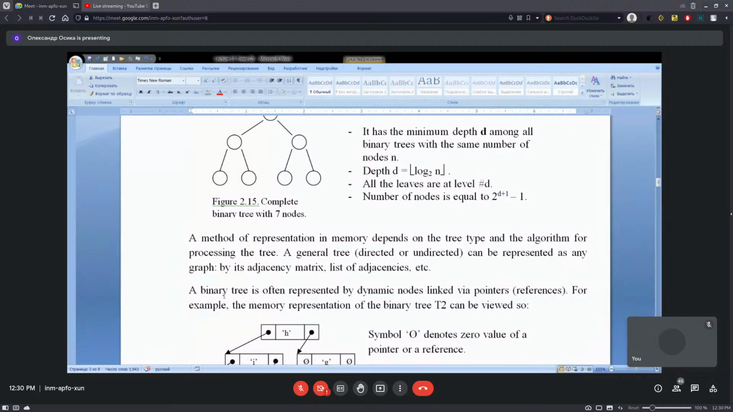A binary tree, now it is directed, is often represented by dynamic nodes. Dynamic nodes linked via pointers, references. Well, dynamic nodes. Do you know what is dynamic? Not in relation to nodes, but dynamic in general. What do you mean? Dynamic. It is changing in time.